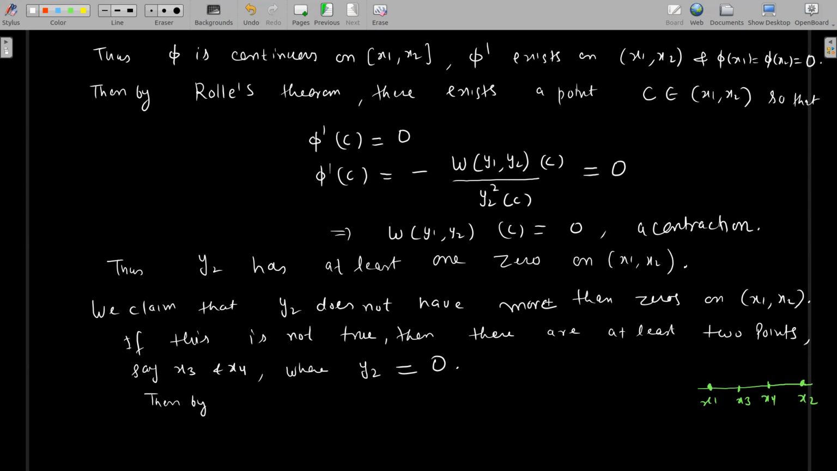तो अभी हमने ये शो किया कि y1 और y2 के जो दो रूट हैं उनके बीच में y2 का एक रूट जरूर होगा. और आगे हमने ये शो करना है कि वो एट मोस्ट एक ही होगा, एक से ज्यादा नहीं होगा. So on the contrary, I have assumed that y2 has two roots, x3 and x4. तो y2 इन दो पॉइंट्स पे जीरो बन जाएगा.